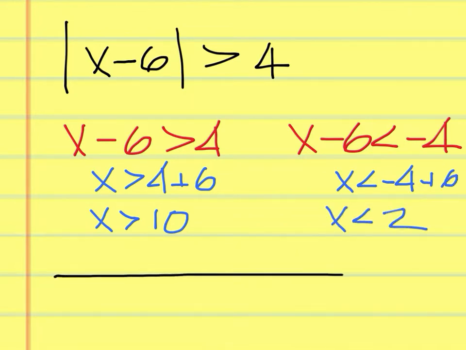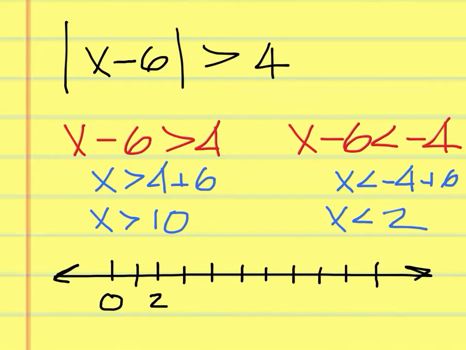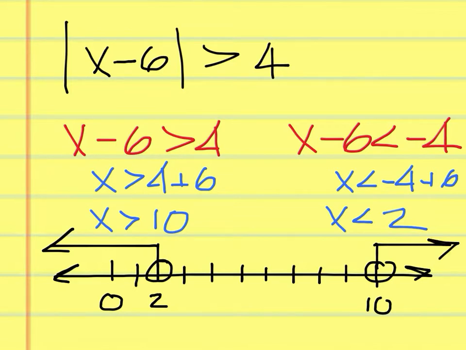On the number line, we need a 2 and a 10. So here's 0, 2, 3, 4, 5, 6, 7, 8, 9, 10. Open dot, x less than 2, x greater than 10.